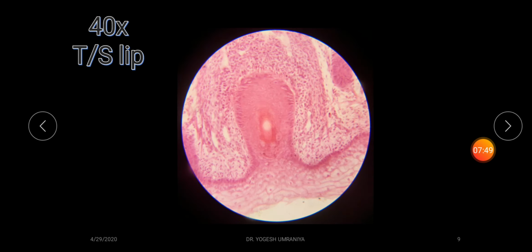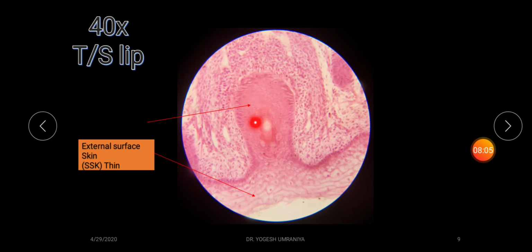Next image, you can see under the 40x lens transverse section of the lip, particularly to show this layer, that is the external surface stratified squamous keratinized layer. Underneath you will find this larger view of the hair follicle.